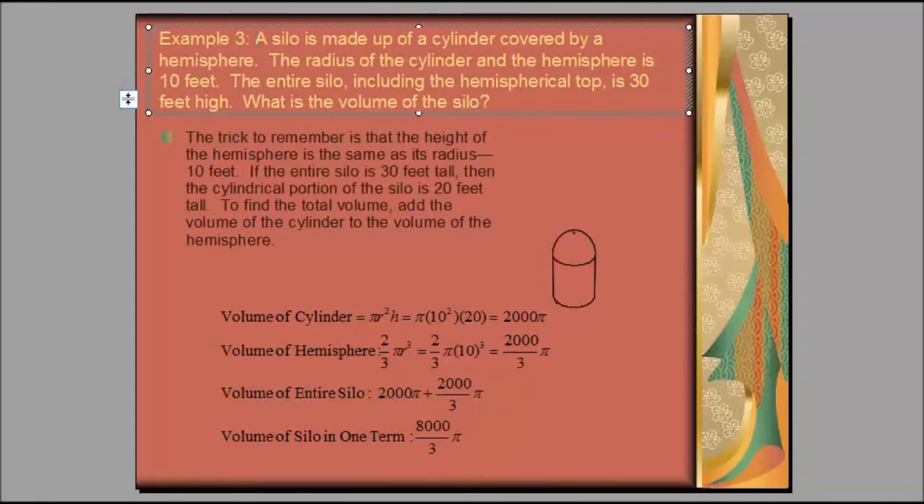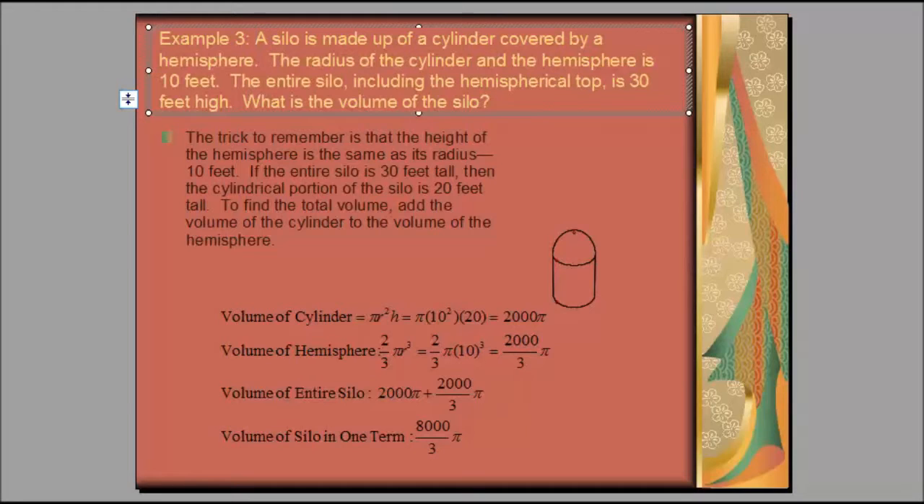In example 3, a silo is made up of a cylinder covered by a hemisphere. The radius of the cylinder and the hemisphere is 10 feet. The entire silo, including the hemispherical top, is 30 feet high. What is the volume of the silo? The trick to remember is that the height of the hemisphere is the same as its radius, which is 10 feet. If the entire silo is 30 feet tall, then the cylindrical portion of the silo is 20 feet tall.